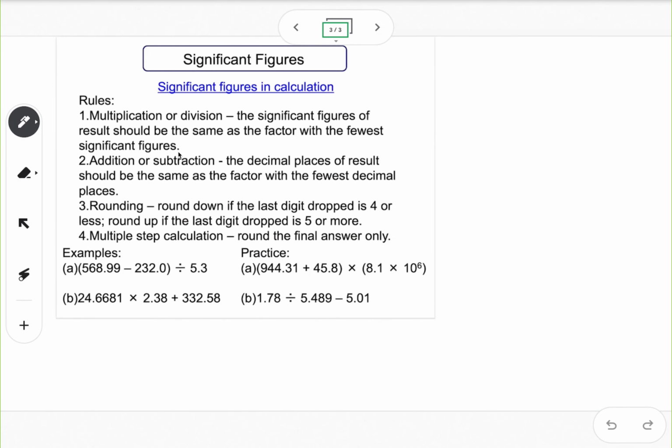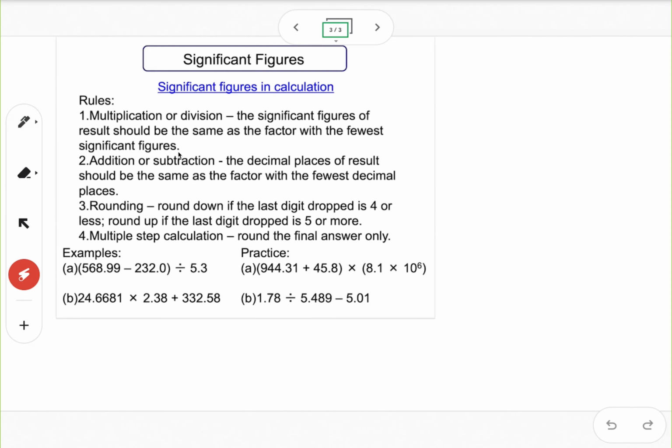Now, the next thing that we are going to discuss is how we follow significant figure rules when we do calculations. Okay, so we're going to bring our discussion to the next level. Because when we do calculations, we need to follow different rules based on what types of calculation you are doing. Here are some basic rules. If you are doing multiplication or division, then the significant figures of the result should be the same as the factor or the number with the fewest significant figures.